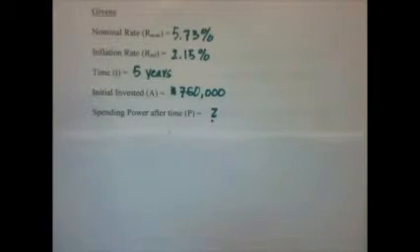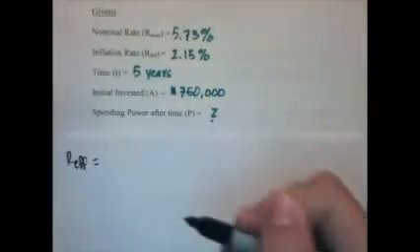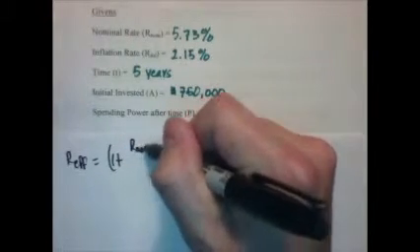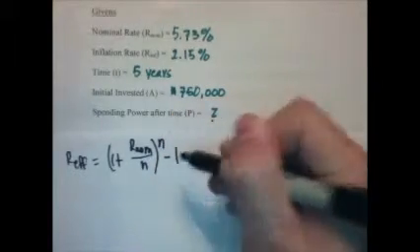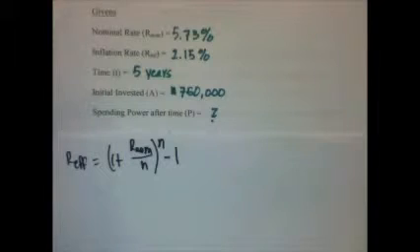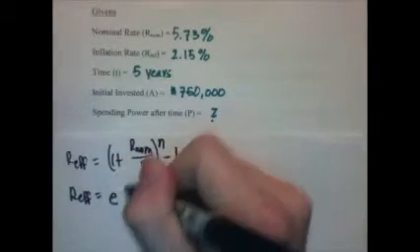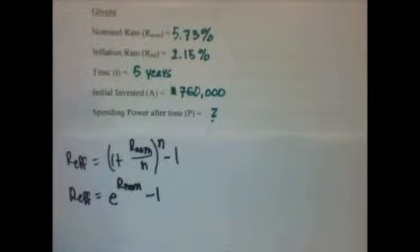So the first one that we won't be using is the effective interest rate equals 1 plus the nominal interest rate over the compounding period, raised to the compounding period, minus 1. So this equation we aren't going to use. We're going to use the other one, which is the effective interest rate equals e to the nominal interest rate minus 1. And then from this, we have the nominal interest rate. We're just going to plug that into the equation to get the effective interest rate.